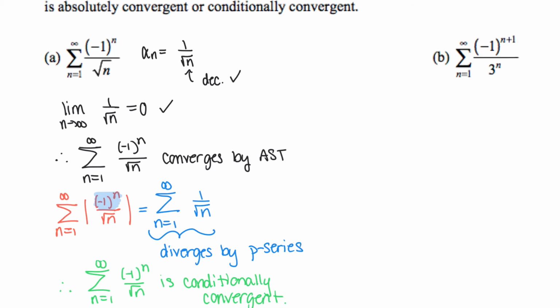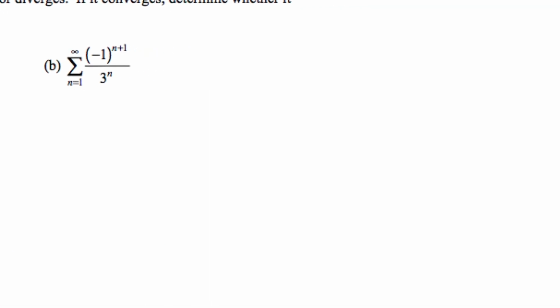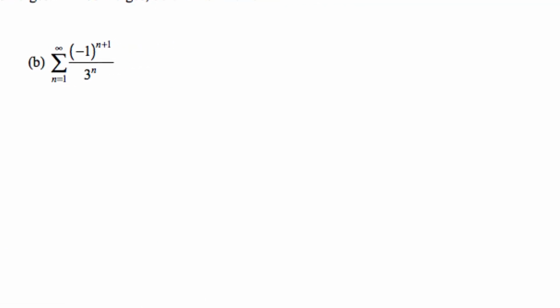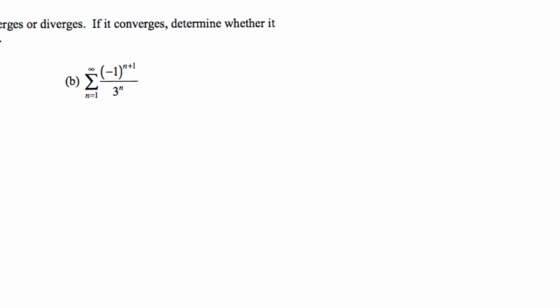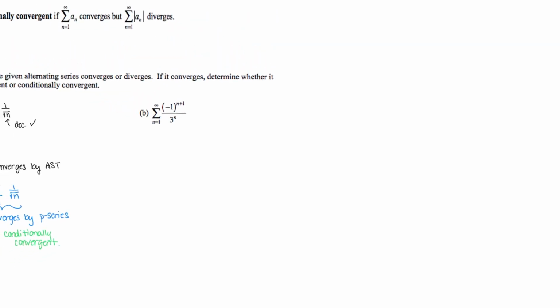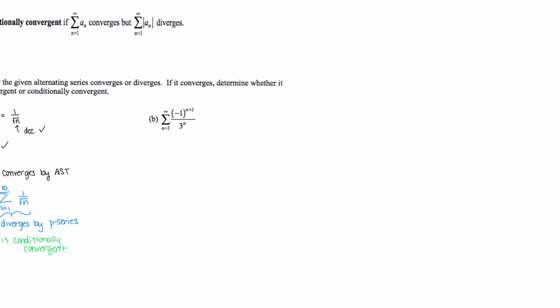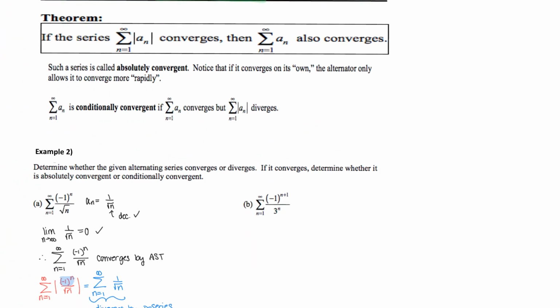Let's take a look at this next example. Here, I notice that it's alternating, so I'm going to start with that test. I would have a sub n equals 1 over 3 to the n. You know what? I'm changing my mind. Let's go an opposite route. Remember, alternating series test is only going to prove plain old convergence. Let's use this theorem up here, actually.